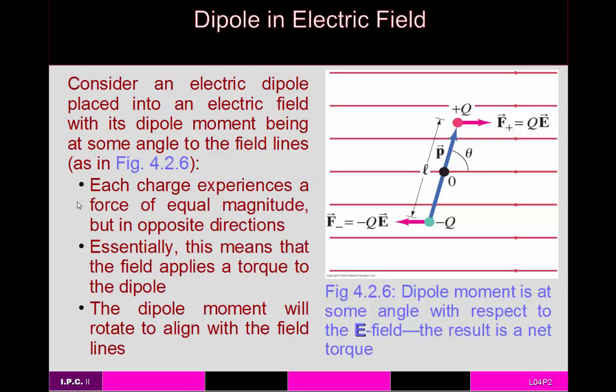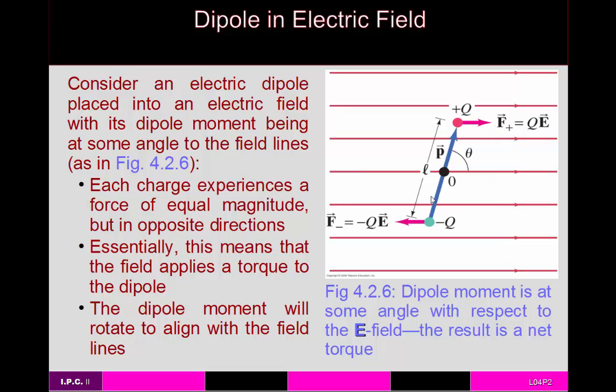So what happens if you actually put a dipole in an electric field such that it's not aligned with the field? So here we have a dipole. Here is the dipole moment. Here is plus Q. Here is minus Q. The field is moving from left to right. And what basically happens is that each of these two charges is going to experience a force of equal magnitude, but in opposite directions.